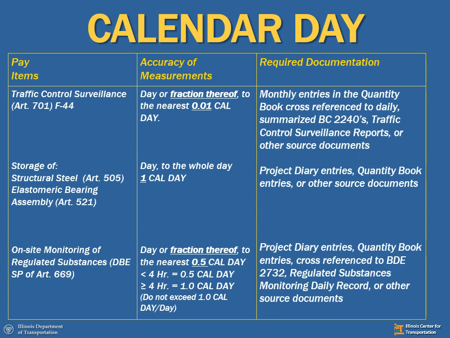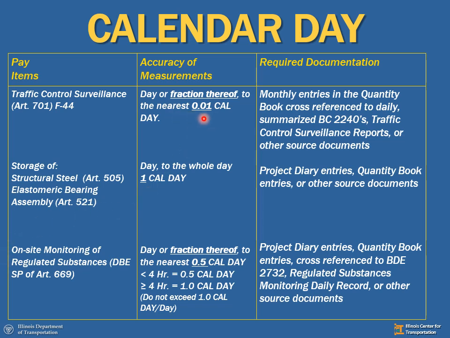Calendar day. There are 3 items that we talk about here. Traffic control surveillance, and we have an example that we would go through for this one. Storage of large items, structural steel being one of them, maybe elastomeric bearing assemblies. We also have on-site monitoring of regulated substances. This happens when we're working around areas of soil contamination. We're looking at the accuracy of measurements.